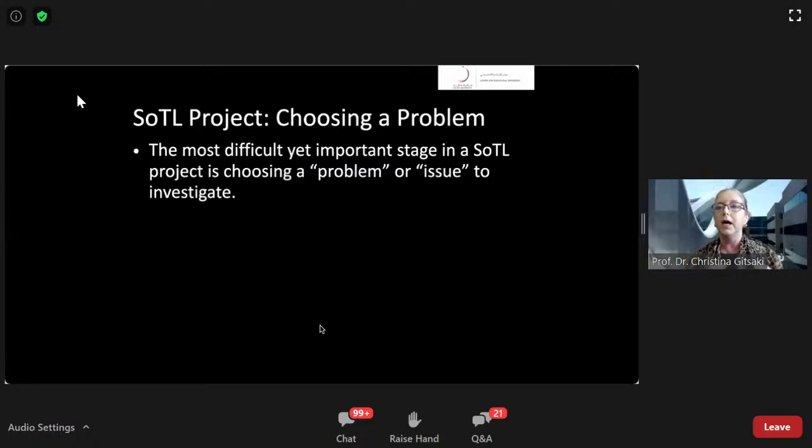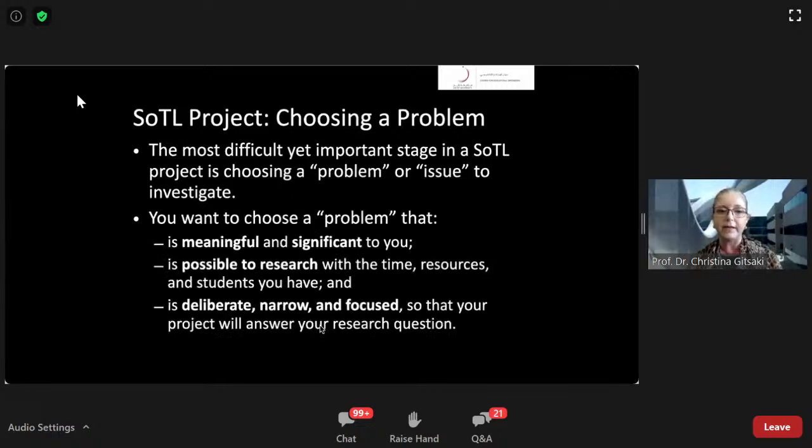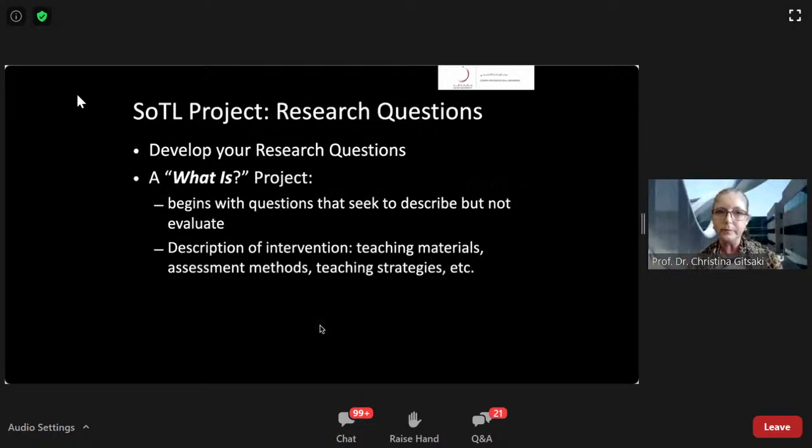Probably the most challenging part of designing a SOTL project is choosing the problem or the issue that faculty would like to investigate. Here, when I work with faculty, I ask them to concentrate on something that is meaningful to them, that is possible to research within the time frame that they have, and to make the topic deliberately narrow and focused. The more narrow, specific, and focused the topic is, the more likely that the Scholarship of Teaching and Learning project will provide the teachers with information they need to improve their teaching practice.